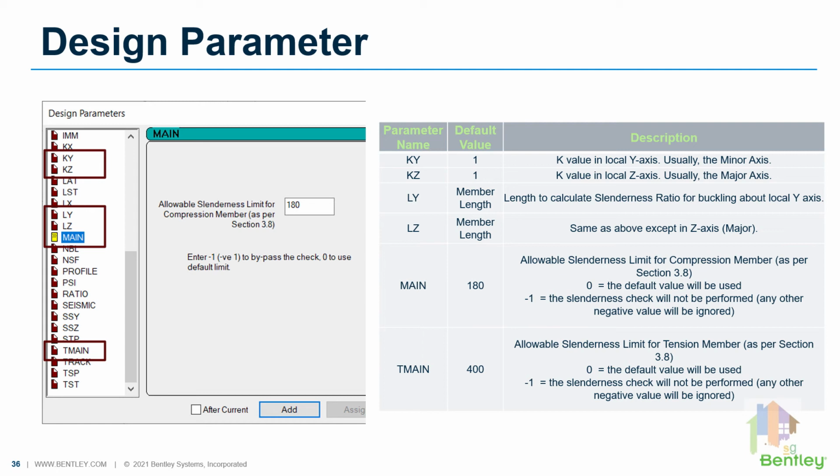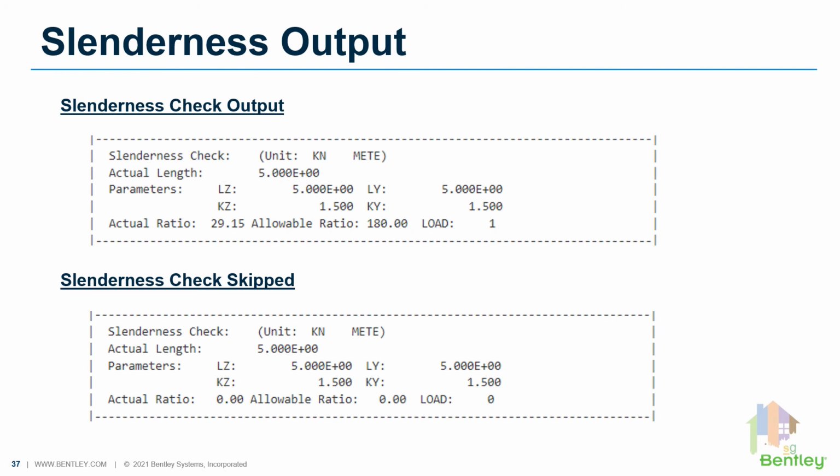MAIN and TMAIN parameters are used to specify the slenderness limit for compression and tension force. Their default value is 180 for compression and 400 for tension. You can change the limit by specifying these two parameters. Also, if you want to bypass the slenderness check, specify the MAIN and TMAIN parameter as -1. Then program skips the slenderness check and no results for slenderness is reported in the output. In general, the actual length, K and L value along with the actual and allowable ratio is reported in the output file. But if you skip the check, ratio values are reported as 0.